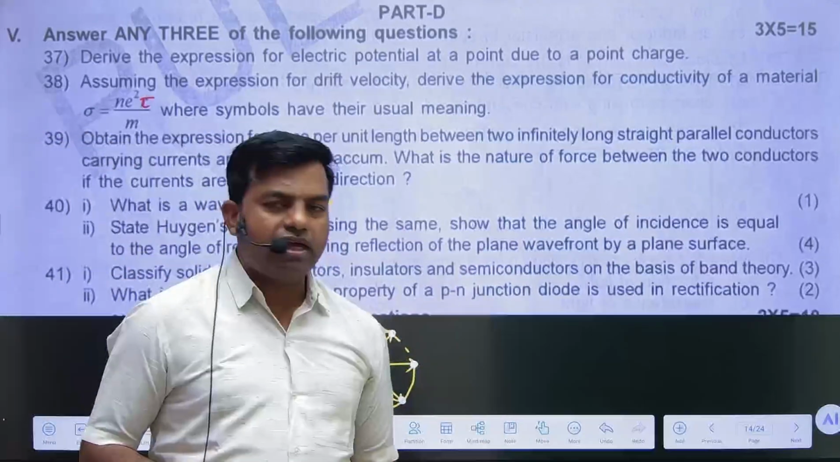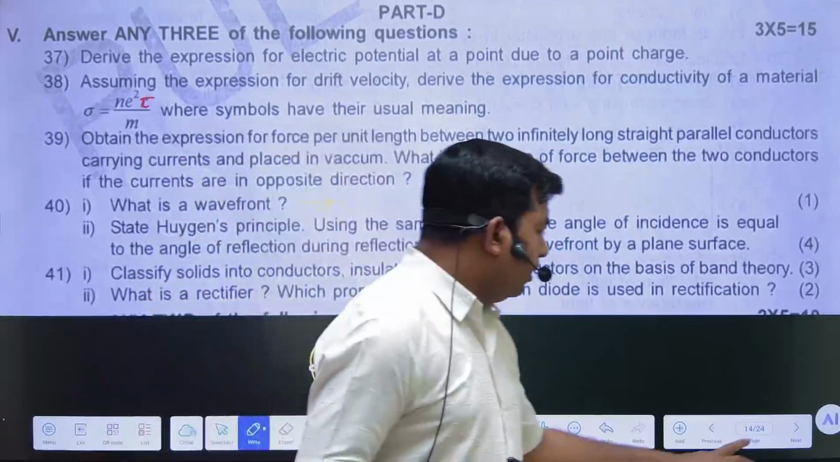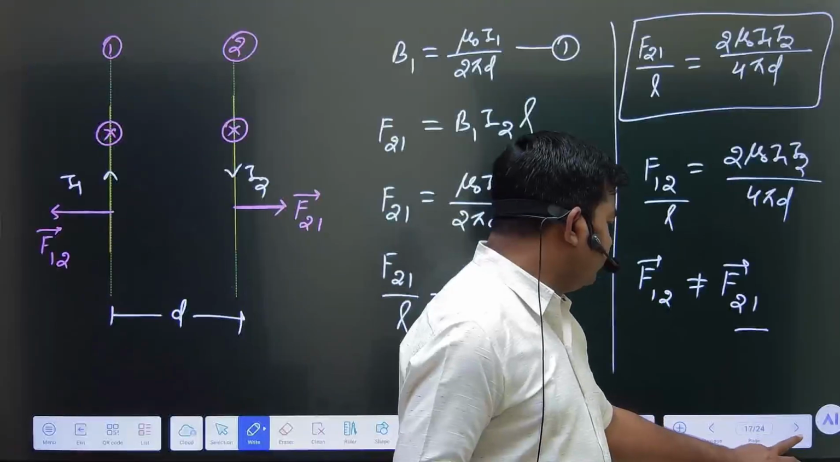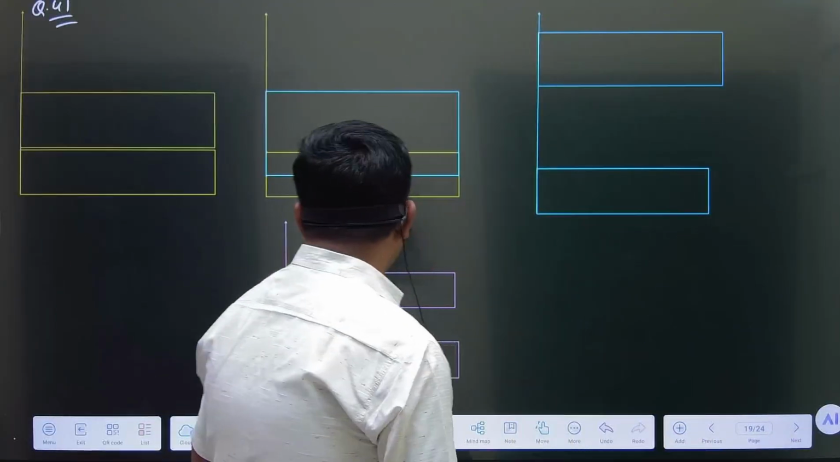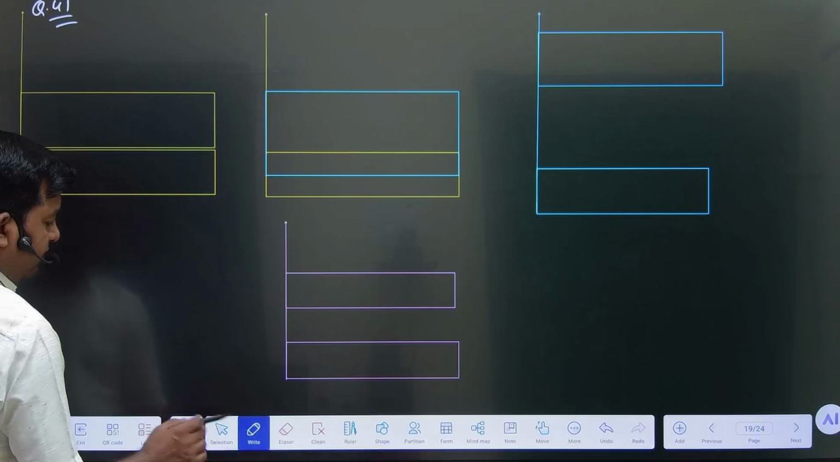Which property of PN junction diode is used as a rectifier? Now, we have to discuss the energy bands of solids to classify the solids. There are three conditions.